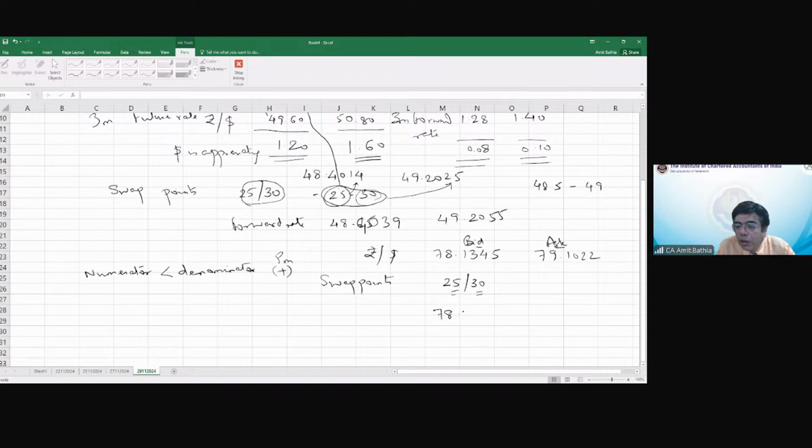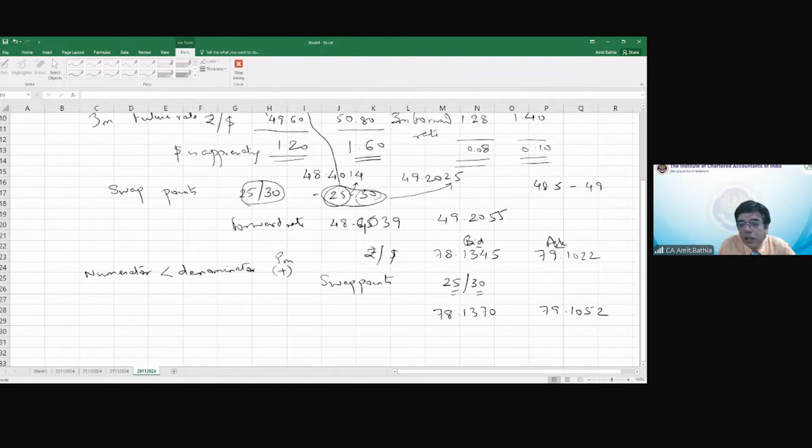So we say 78.1345 plus 25, so it will become 78.1370. This is the way to read this particular information, right? Similarly, in ask, it will become 79 point, these 30 points have to be added over here. It will become 79.1052.